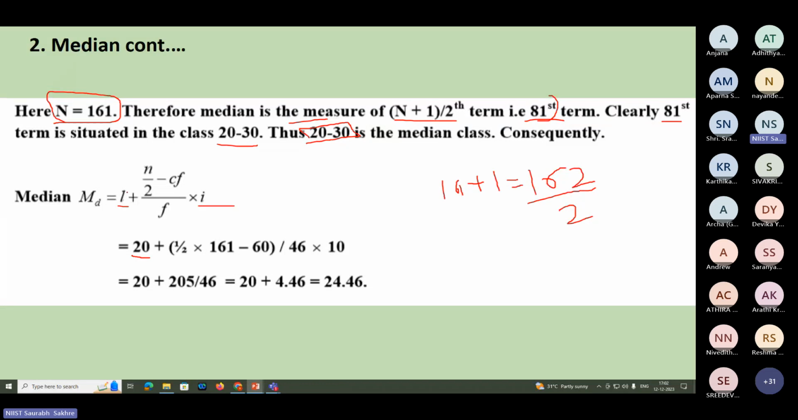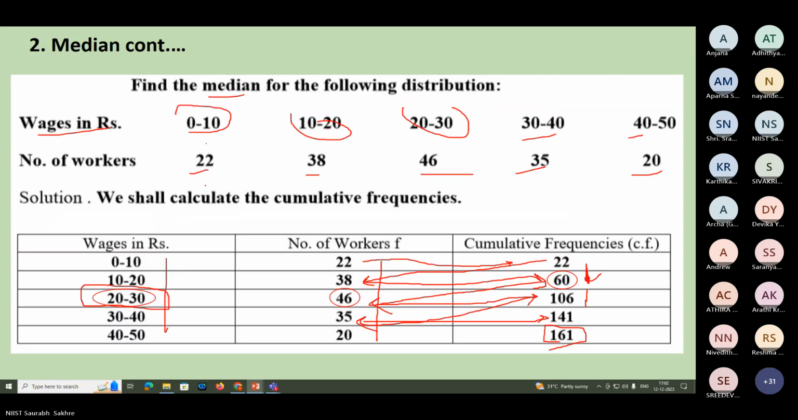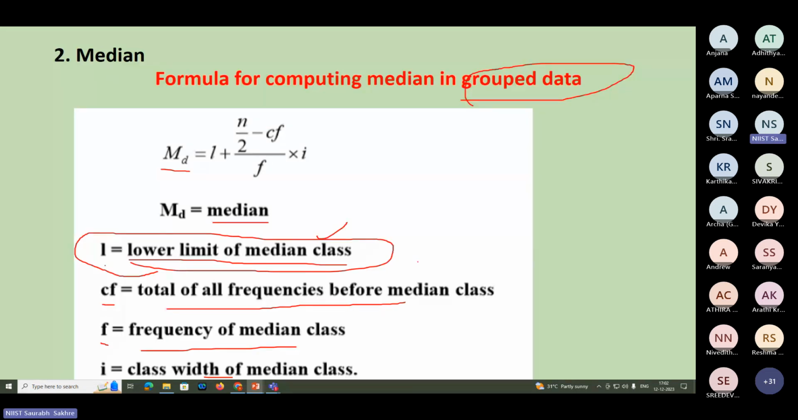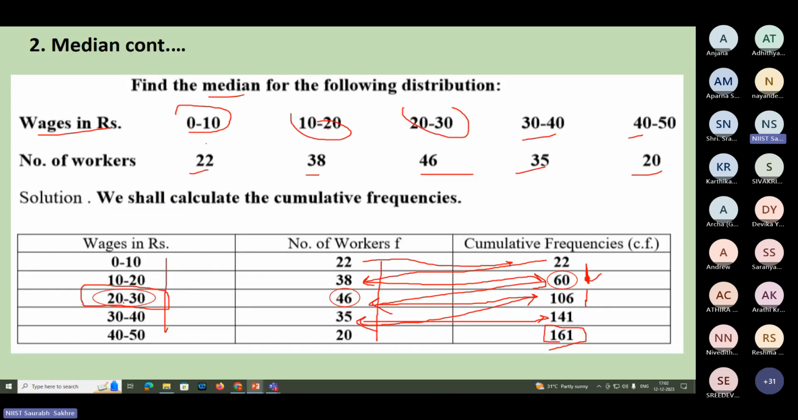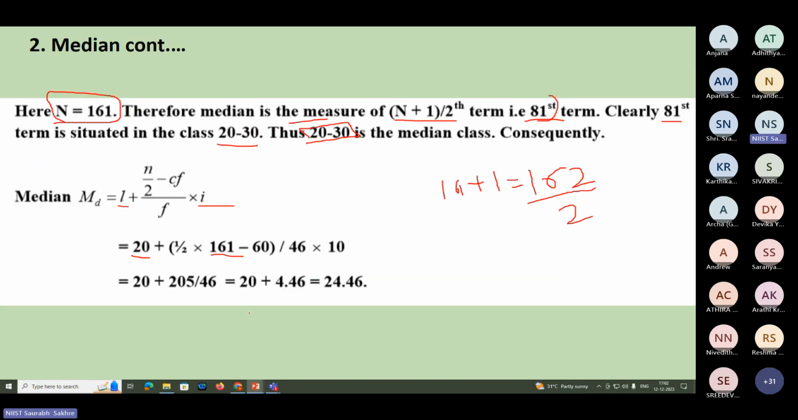Now n by 2: n is the number of data, which is 161, so 1 by 2 into 161, minus CF. CF is the total of all frequencies before the median class. The median class is 20 to 30, and before that the cumulative frequency is 60. So I will put 60 in place of CF.